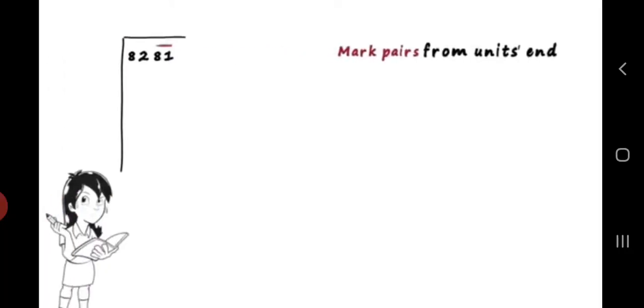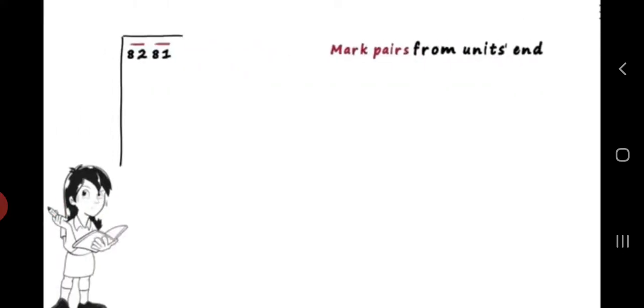Our next step is to group the digits in pairs, starting from right to left. That means we mark pairs from the units end. Here, from the units end, the first pair is 81 and the next pair is 82. So we first mark 81 and then the second pair, 82. We shall mark like this.